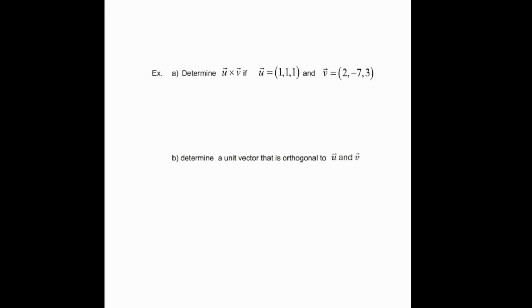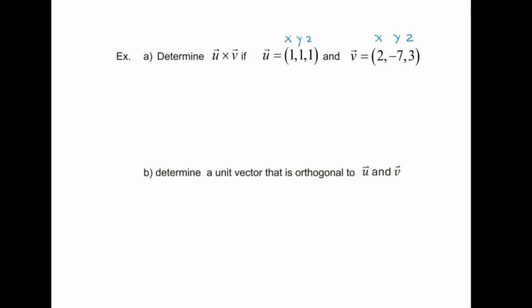Now let's try it. So here's an example. Let's determine u cross v if now u is equal to 1, 1, 1. There's my x, there's my y, there's my z, and vector v is 2, negative 7, 3. There's my x, there's my y, there's my z. We're going to follow the exact same process. U cross v. I'm going to write it up here. I'm going to make this a little bigger.